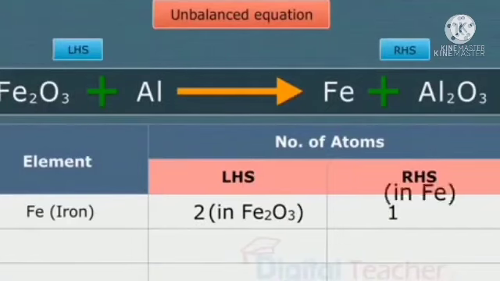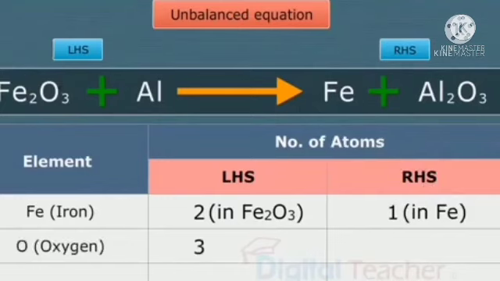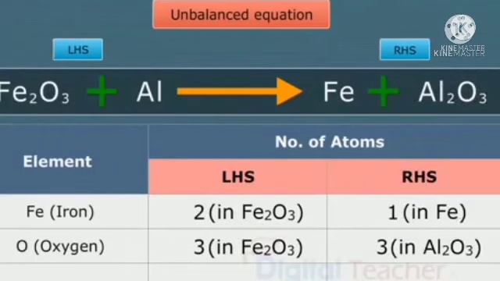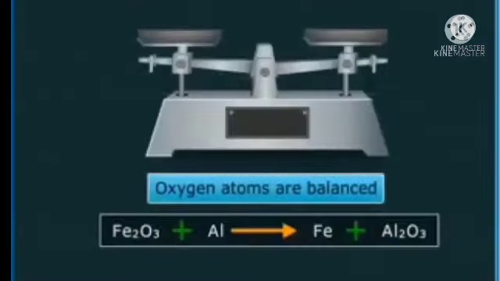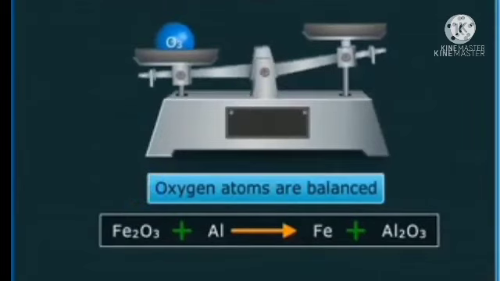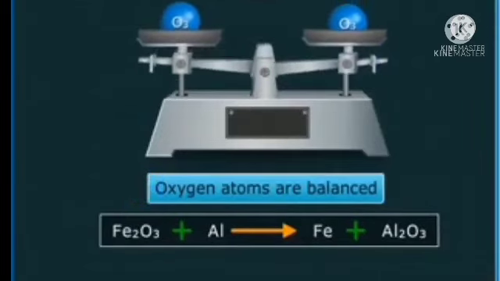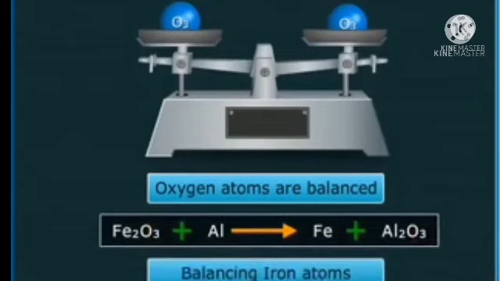Balancing table: iron, left side 2 atoms, right side 1. Oxygen 3 and 3 in the products. Aluminium: left side 1, right side 2. Tabulate the formula units in the equation. For placing suitable coefficients before the formula units of the unbalanced equation, oxygen atoms are already balanced on both sides.